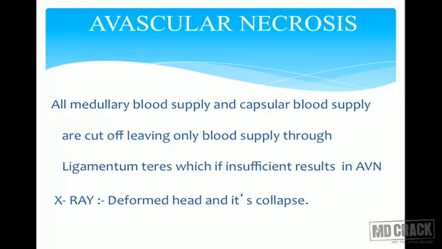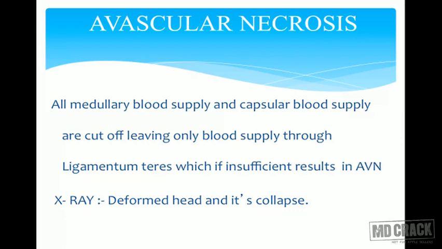Another complication seen in the fracture neck of femur after non-union is avascular necrosis. Again, the vascularity is gone, and then slowly the whole head gets resorbed and the patient definitely gets pain and difficulty in walking. All the medullary blood supply and capsular blood supply are cut off, leaving only blood supply through the ligamentum teres, that is the single arterial blood supply, which is insufficient to give blood supply to the head and results in avascular necrosis.